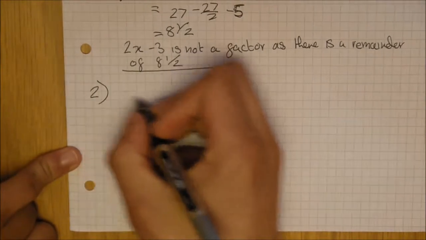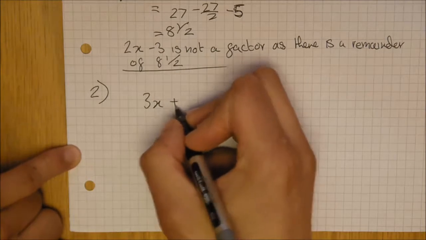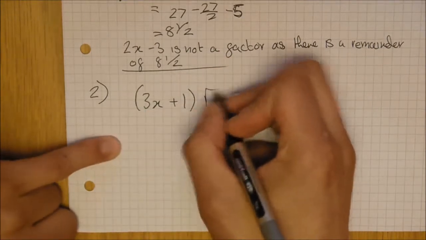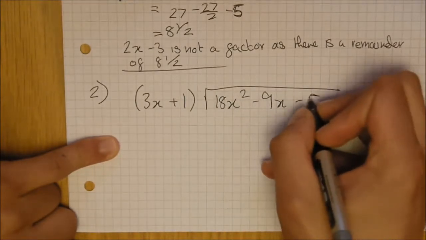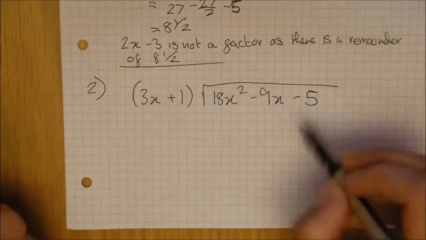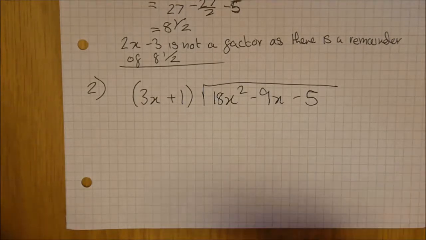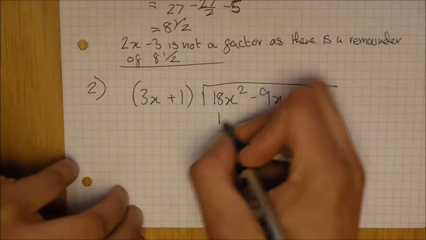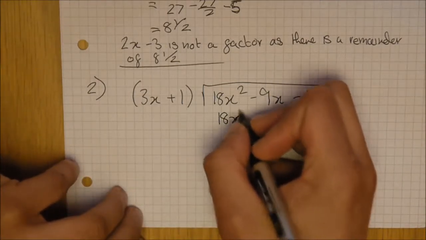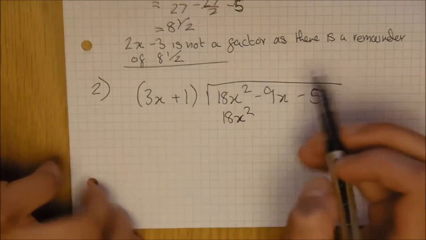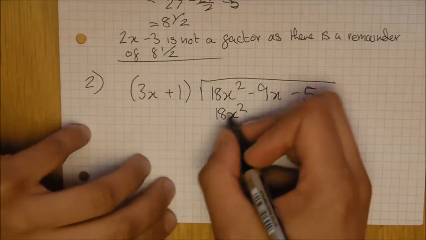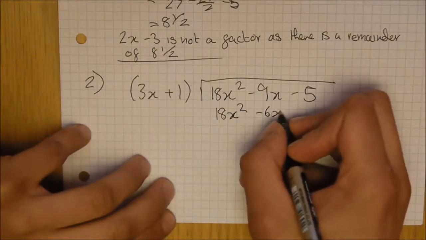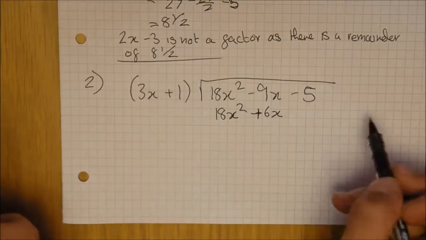So what we have is 3x plus 1, and we're going to divide 18x squared minus 9x minus 5 by that. Now then, we'll start at the beginning. How many 3x is going to 18x squared? Well, personally, I think it's 6x, but anyway, keep going. Because we know 3x goes into 18x squared 6 times, we're going to write 18x squared plus 6x, because it's 3x plus 1.